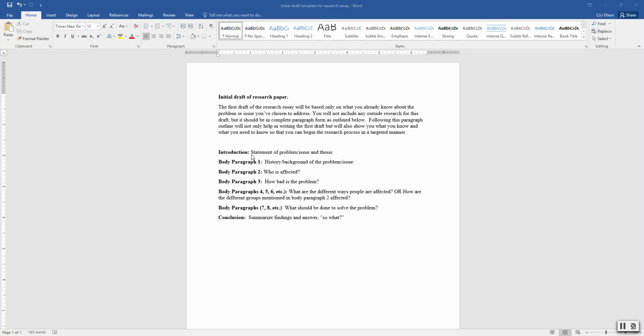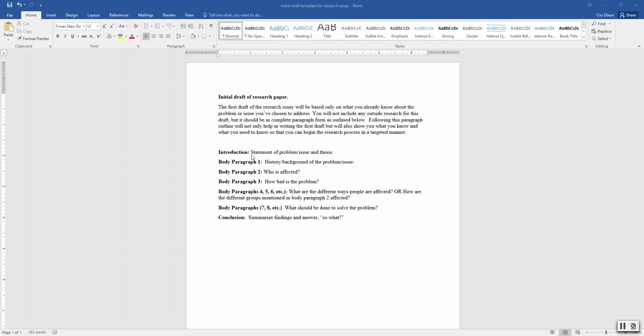Then the body paragraph 1 is going to be the history and the background of your problem. Some of this you may know, some of it you may not know. So just include what you know here. Body paragraph 2 is who is affected. So who are the different groups of people affected by the problem? Body paragraph 3 is how bad is the problem.